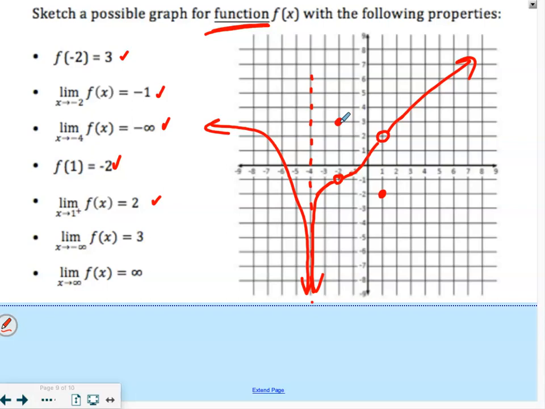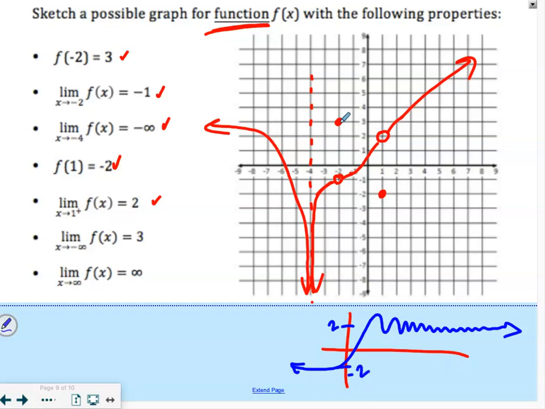Horizontal asymptotes and vertical asymptotes are not electric fences. You can cross them. They have nothing to do with whether you can cross or not cross. They are literally just a description of end behavior. What is your graph doing at the far left end? What is your graph doing at the far right end? So I can have a graph, right? Say I have a graph that goes like this. So it flattens out here at -2, and then up here goes like that at +2.